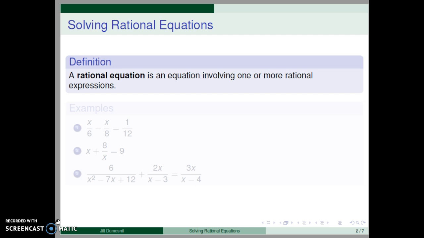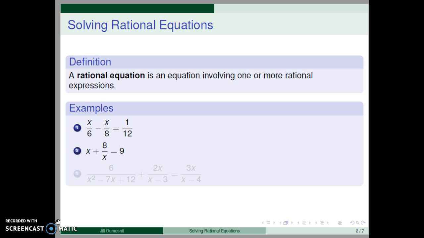A rational equation is an equation that involves one or more rational expressions. For example, any equation involving fractions is a rational equation. However, a rational equation usually refers to an equation with variable quantities in the denominators of the fractions. Note, in the third example, the fractions involved in the equation might be rather complicated.